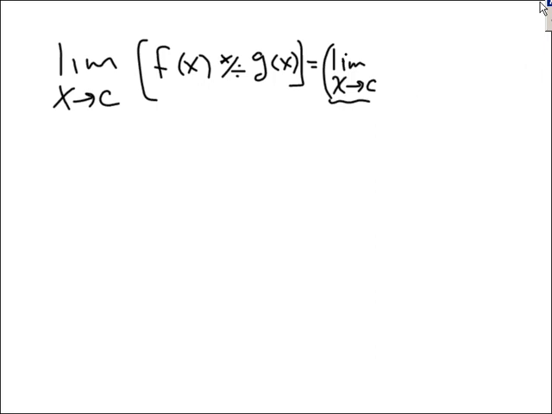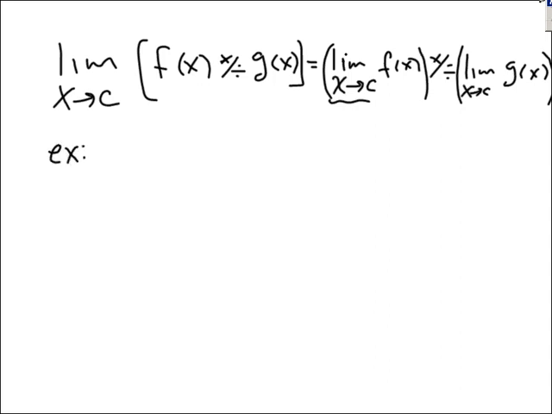You have the limit of f of x times or divided by the limit as x goes to c of g of x. The only thing is, for division, the bottom limit can't be 0, because you can't divide by 0.